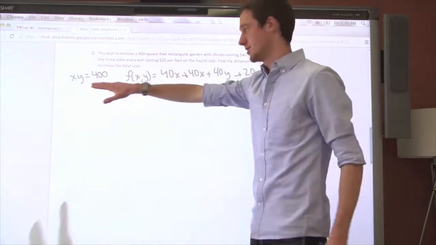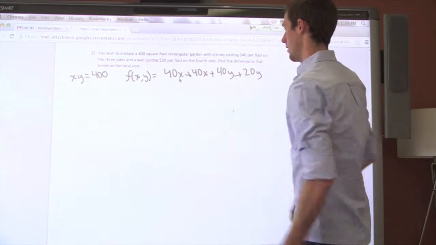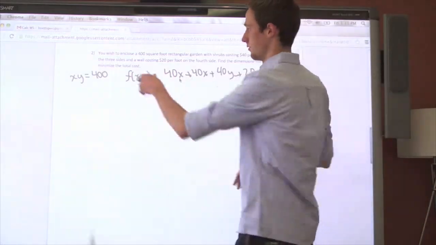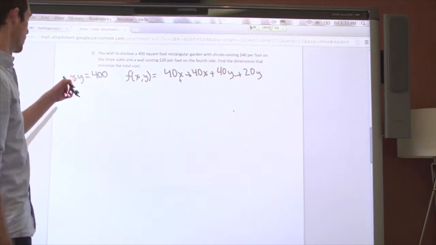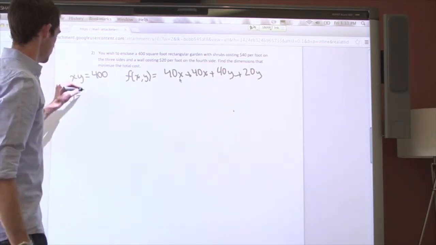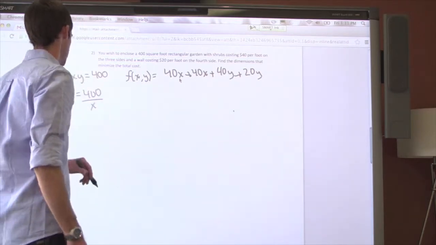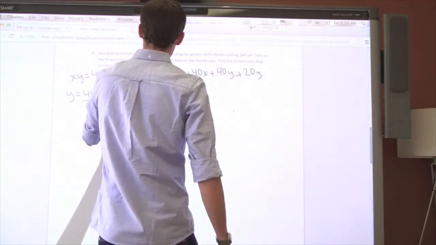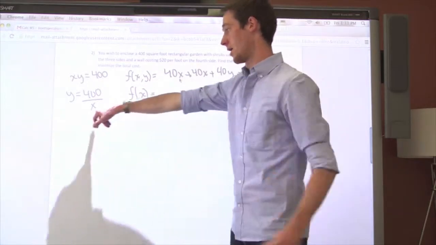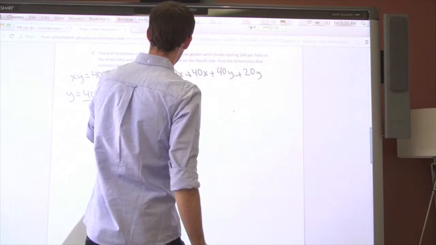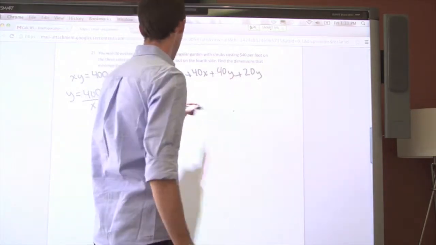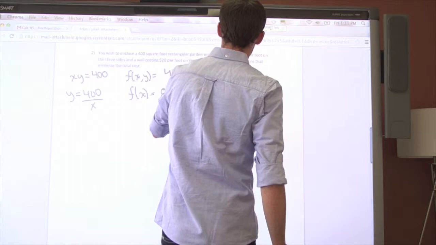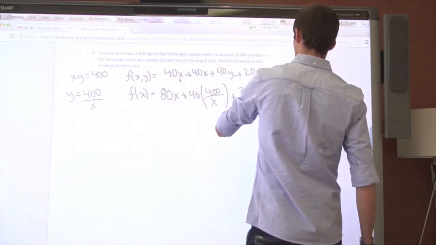Now, we want to use this constraint to get this equation down into one variable. The reason for that is taking the derivative with respect to 2 different variables is going to be a little bit more difficult, so we'll solve for one of these in terms of the other. We'll say that y is equal to 400 over x. Now we take that y and plug it back in here. So we have a new function that's only dependent on x, because we got rid of the y. We've got 40x plus 40x, which gets you 80x. Then 40 times y, which is 400 over x, and then plus 20 times 400 over x.